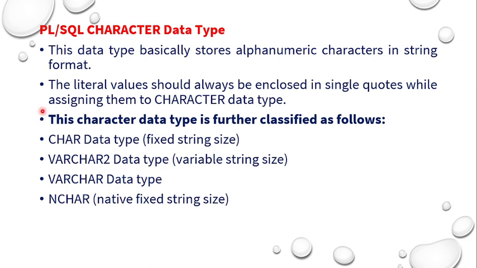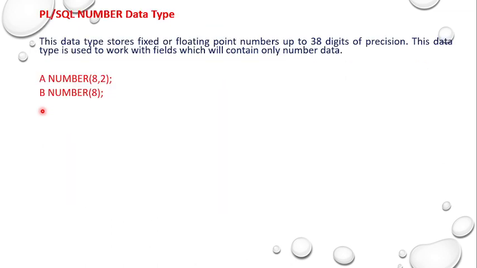Next, the number data type. This data type stores fixed or floating point numbers up to 38 digits of precision only. For example, we can say NUMBER(8,2), another NUMBER(8), and so on. Let's see the syntax explanation. I'm again repeating that PL/SQL differs from SQL, so we have to remember the data types very clearly.